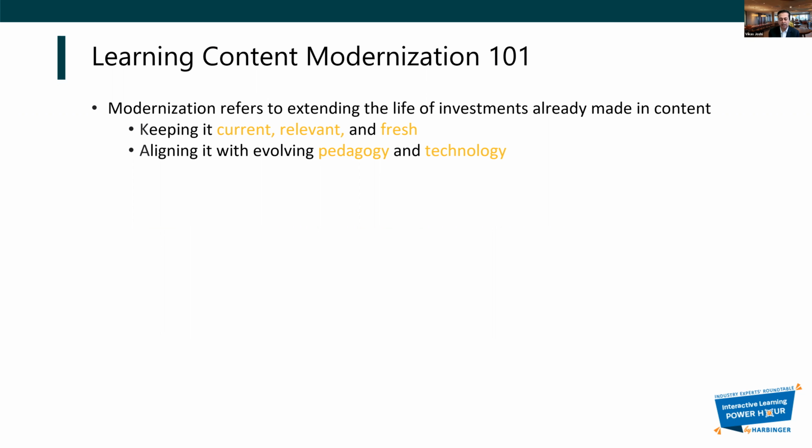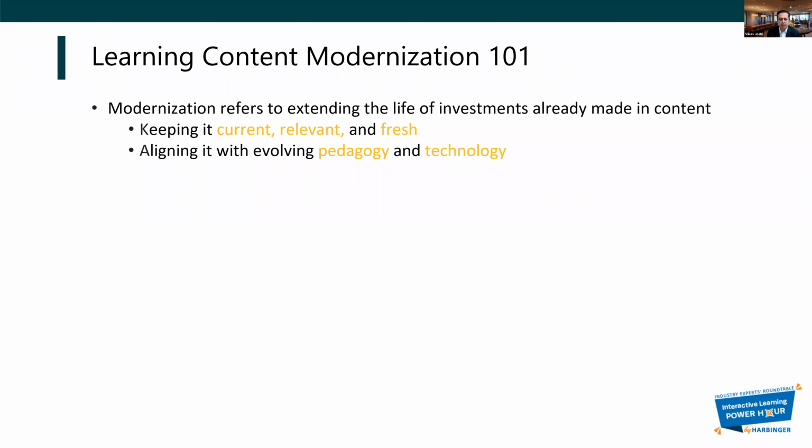At the same time, at a deeper level, modernization also includes aligning with the evolving pedagogy and technology. So the way in which people consume learning has changed and it continues to evolve. So following that evolution, some of the content design needs to change, and that's the pedagogical change. Content is delivered on different kinds of devices using different kinds of systems. And again, this technological change causes a shift in content. So those are the basics of content modernization.